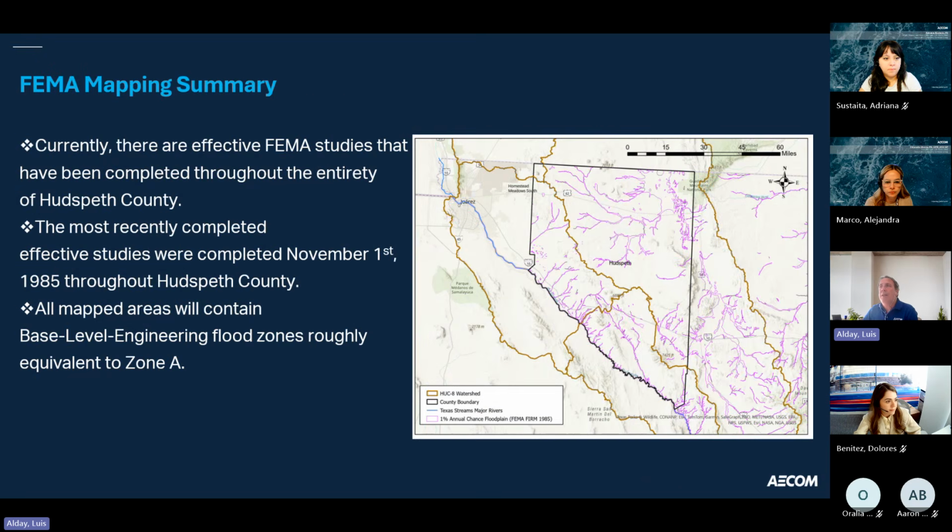This is the FEMA mapping that is current in the Hancock County area. And as you can see in this slide, the most recent complete effective study was completed on November 1st, 1985. This was Zone A. And I don't know if you're aware of what Zone A means. Zone A is an approximation of flooding. It's based on the topography and local knowledge. That's how they determine the extent or limits of flooding. So it's a very rough estimate. That's why we are doing this study, because it gives you an approximation of flooding, but doesn't give you the exact flooding limits.